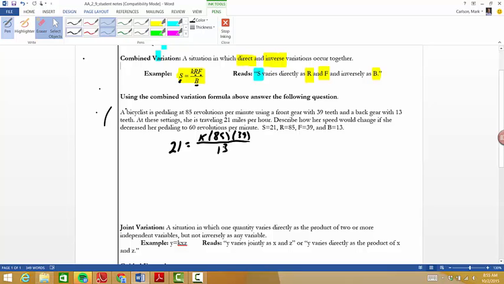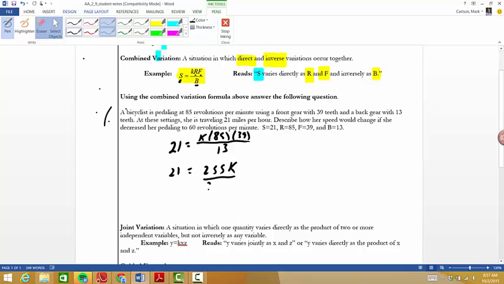Now there's a couple ways that I could do this. I can just multiply both sides by 13 and divide both sides by 85 times 39. Or I can just get a value for 85 times 39 divided by 13, which then I can multiply by K. And I'm going to go ahead and do that part first. So I'm going to take my calculator out and multiply these two values together and divide by 13. If I do that, I get 255. So I would say 21 is equal to 255 times K.